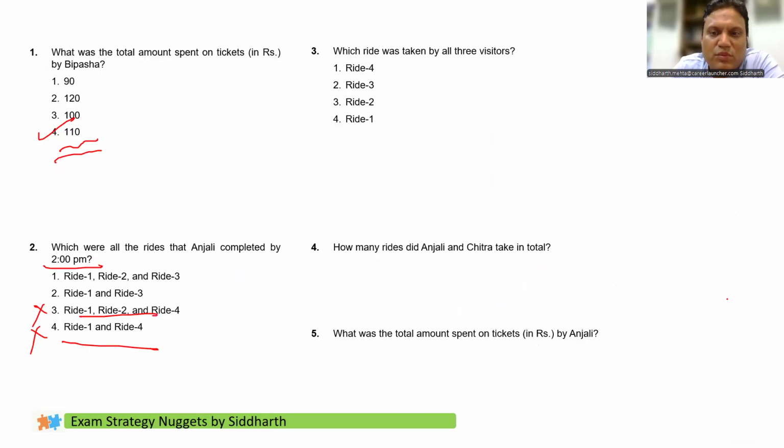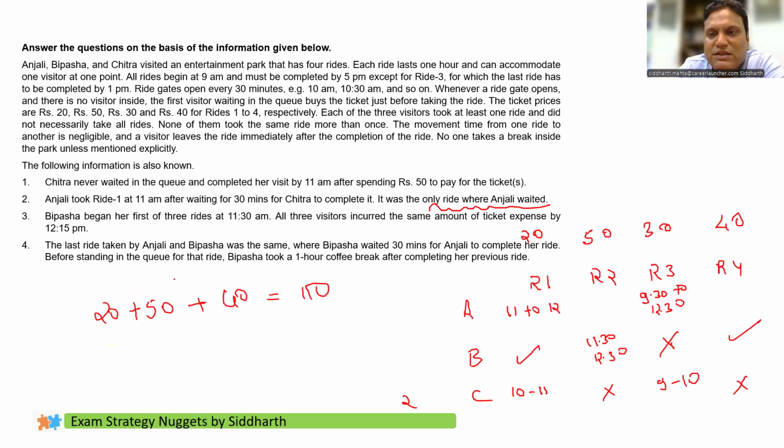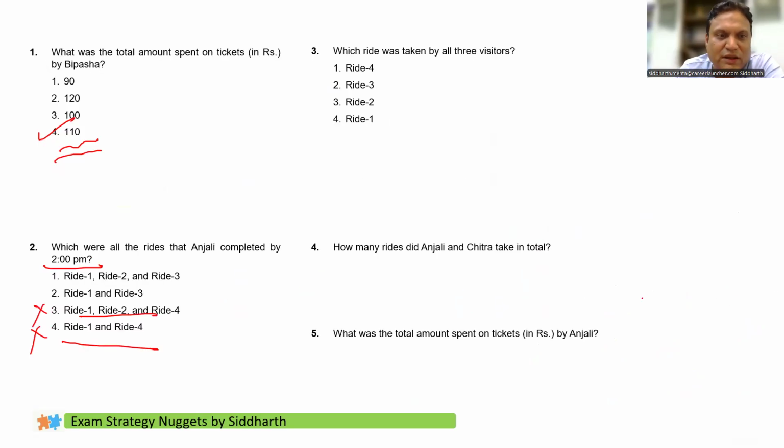Okay, so which option will it be? If R4 was the last ride, then what would Anjali have done from 12 p.m.? After 11 to 12, Anjali finished R1. What would she have done? And she can't wait, so she must have taken this ride from 12 to 1. So this is her ride from 12 to 1, and then 1 to 2, ride number 4. This is what Anjali's schedule would have looked like, right? So before 2 p.m., this is what she has done.